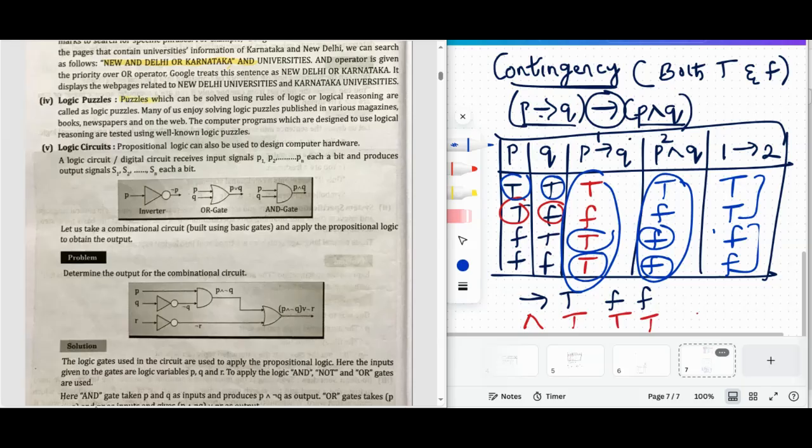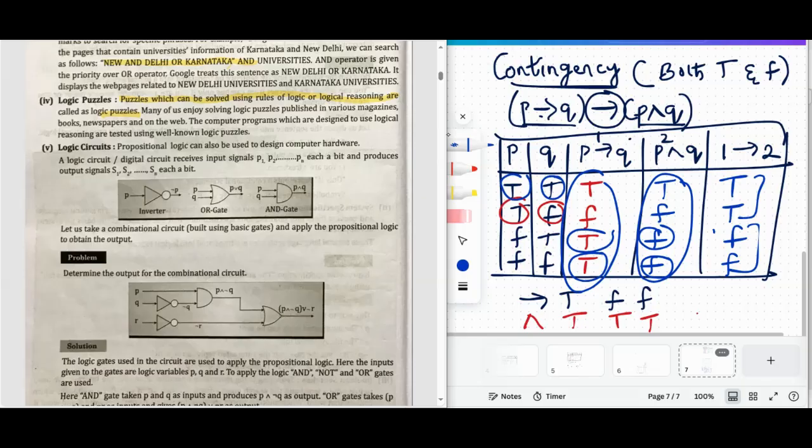The next one you have is logic puzzles. What are logic puzzles? Puzzles which can be solved using rules of logic are called logic puzzles. For example, you have magic squares and magic cubes, which are used to solve problems, and you even have them in the Guinness World Record. You have this logical puzzle game which, if you do it within seconds, you will get a Guinness World Record. You have to break the record which students have already set.